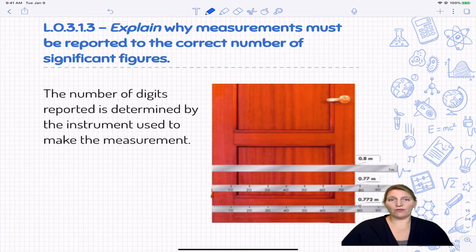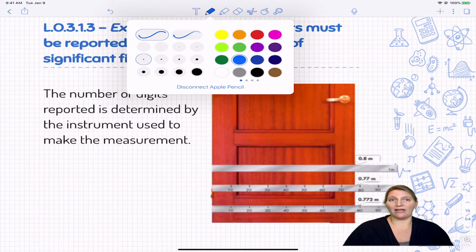Hi. So the third learning objective in section 3.1 is to explain why measurements must be reported to the correct number of significant figures. And significant figures are going to be a big part of class this year. Basically, every time you answer a mathematical question in chemistry, there's going to be a correct number of digits you should use and an incorrect number, and you need to know the correct number. And why is that? Usually that's not something that is emphasized all that much in math class.